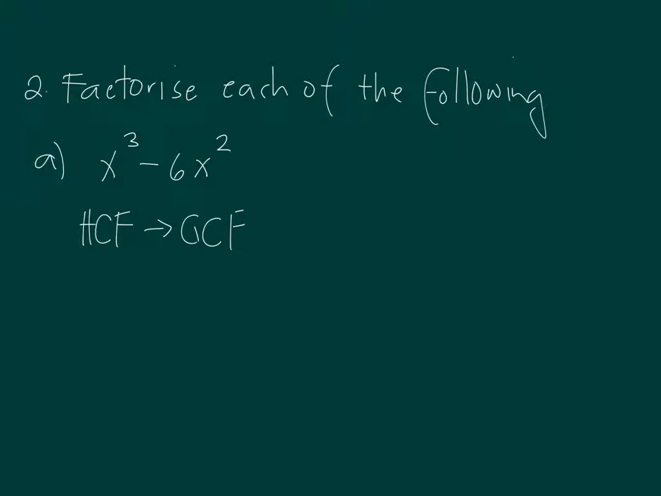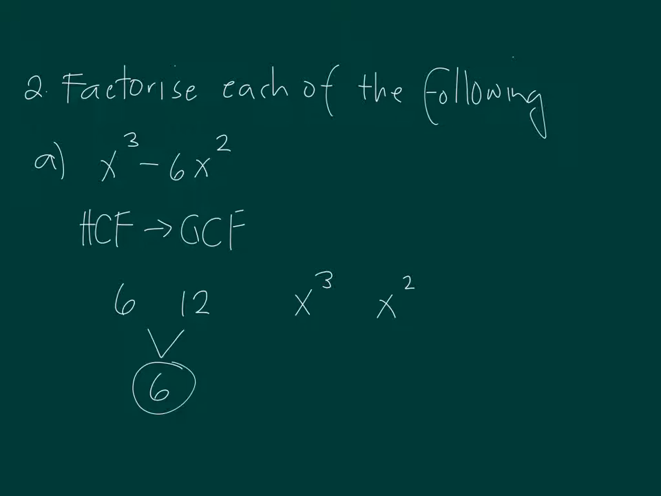Now for numbers, we know that the greatest common factor of two numbers is the highest divisor of the numbers. For example, if I have 6 and 12, the highest common divisor of 6 and 12 is 6. So if I have 6 and 12 in a given expression, then the greatest common factor, the number that I can factor out, is 6.